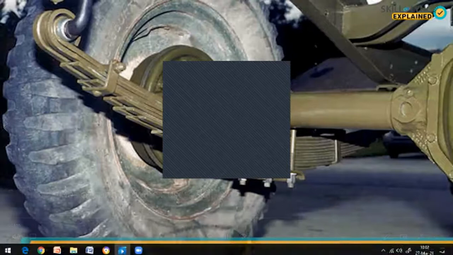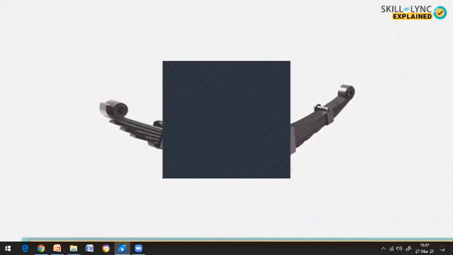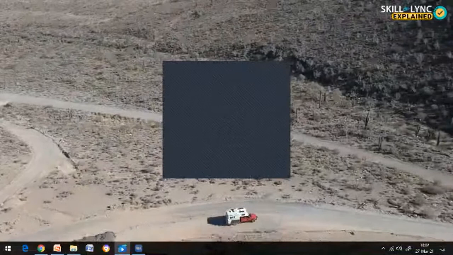Arranged one over the other, they are held together by nuts and bolts or clamps. They are capable of withstanding large forces in small areas. Whenever the vehicle encounters a bump, it is taken care of by the leaf springs. For heavy vehicles, helical springs are not preferred because they are not as stable as leaf springs.